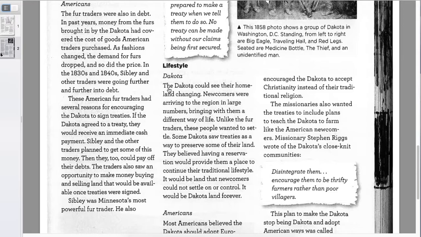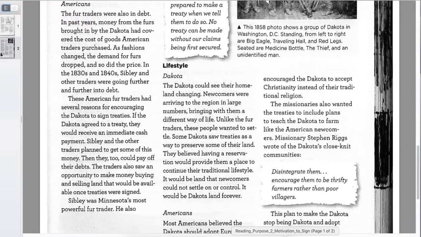Lifestyle, Dakota. The Dakota could see their homeland changing. Newcomers were arriving to the region in large numbers, bringing with them a different way of life. Unlike the fur traders, these people wanted to settle. Some Dakota saw treaties as a way to preserve some of their land. They believed having a reservation would provide them a place to continue their traditional lifestyle. It would be the land that newcomers could not settle on or control. It would be Dakota land forever.